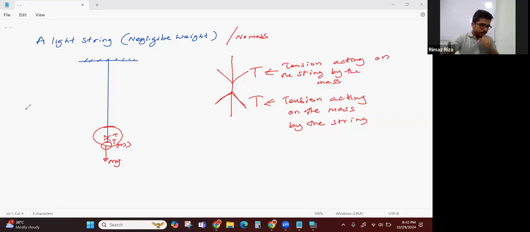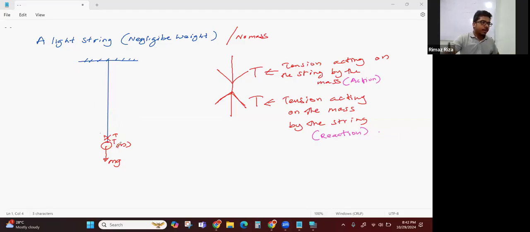So if you consider this as the action and this is the reaction, Newton's third law. Every action has equal and opposite reaction. Every force has an equal in magnitude, opposite in direction, force. Okay.